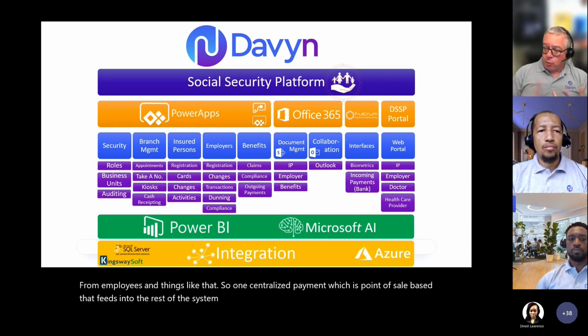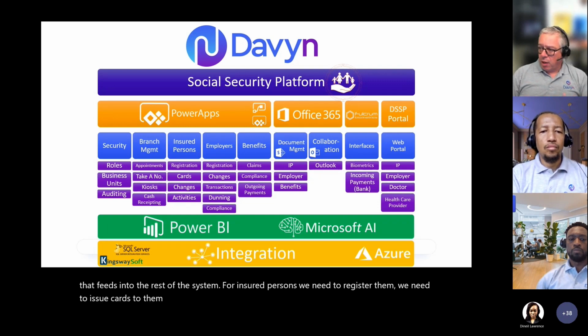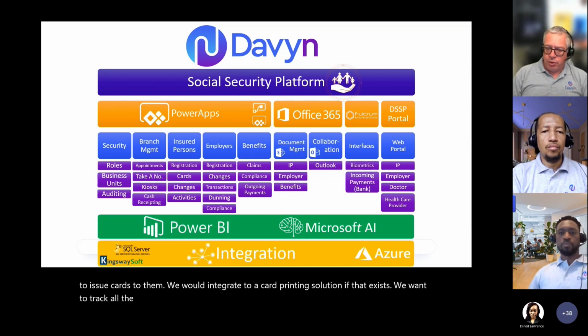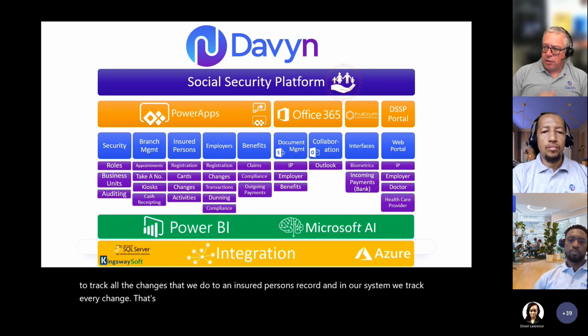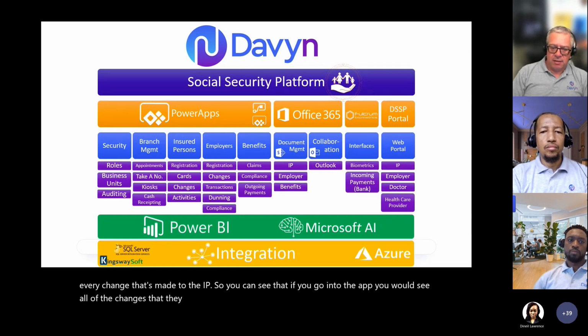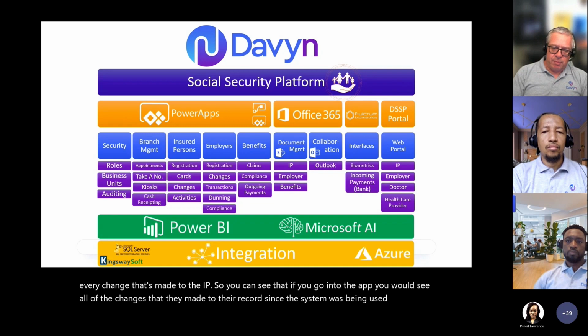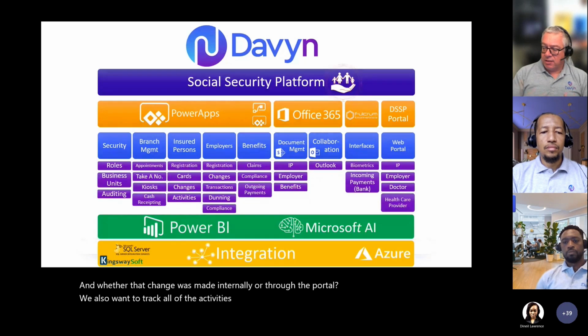For insured persons, we need to register them. We need to issue cards to them. We would integrate to a card printing solution if that exists. We want to track all the changes that we do to an insured person's record. And in our system, we track every change that's made to the IP. So if you go into the IP, you would see all of the changes made to their record since the system was being used, and whether that change was made internally or through the portal.